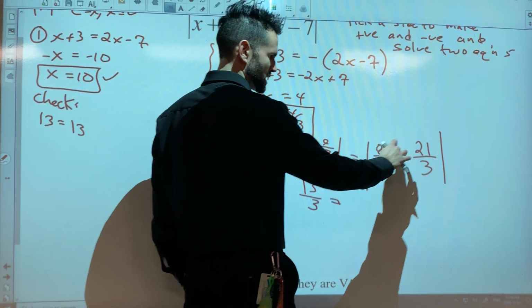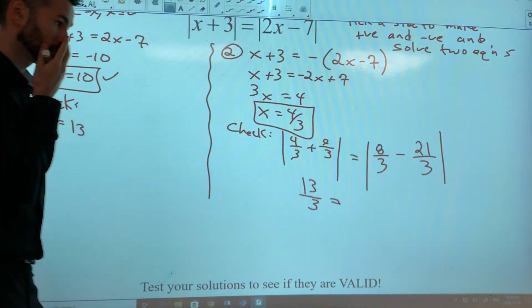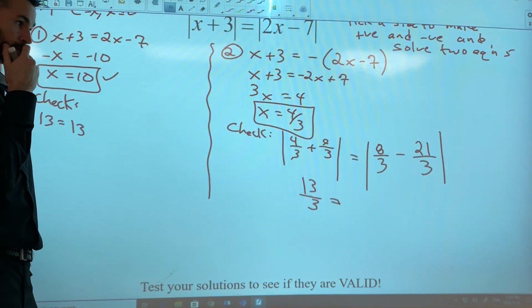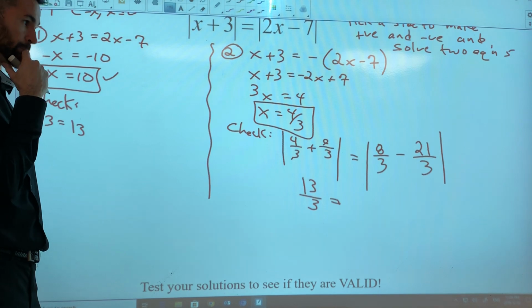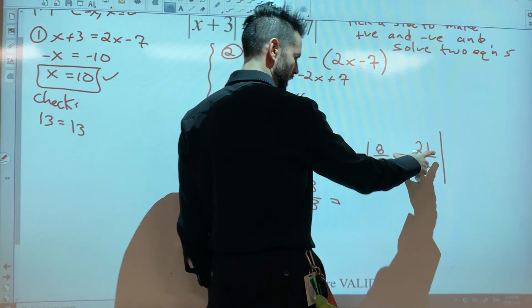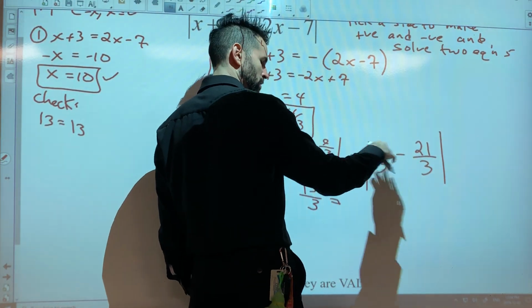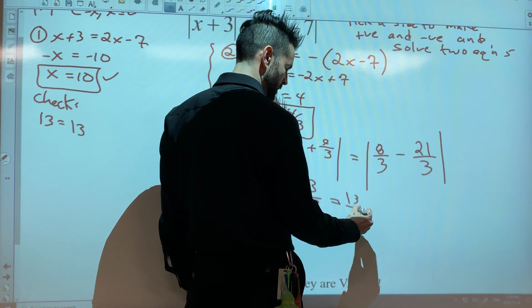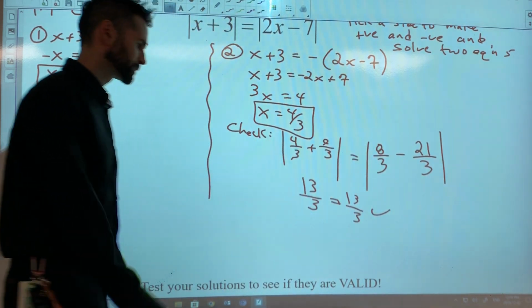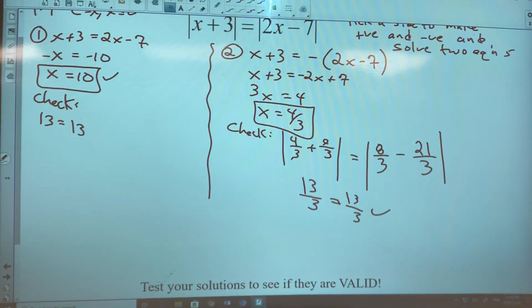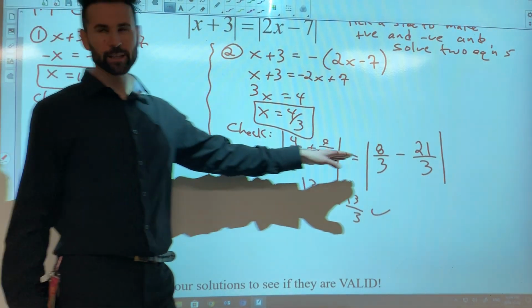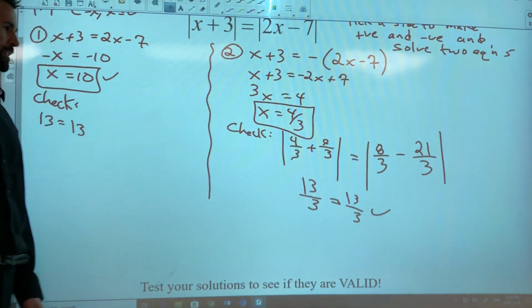Absolute value of this one, what's 8 minus 21? Oh gosh. What is it? Negative 13. Yeah, so here you get negative 13/3, but then you do the absolute value of it, so you get positive 13/3. So Kevin, you led us astray. I'm sorry. You said the other one didn't work? I didn't do the absolute value of negative 13. Oh, okay. Did you have your work like this? Yeah, sort of. Sure. No, you did. Okay.